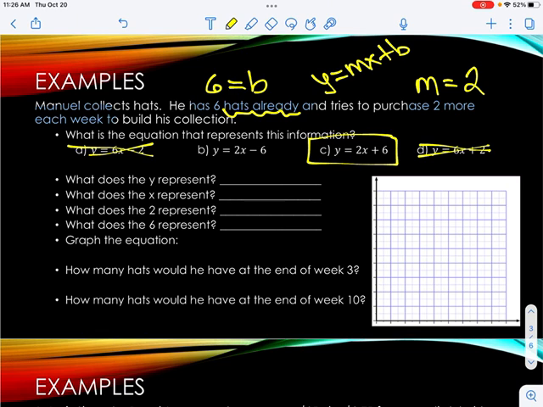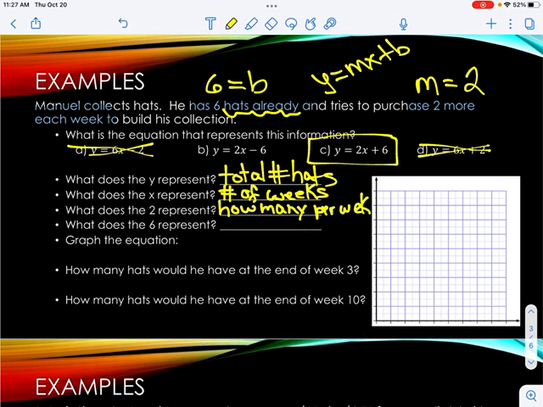Then it says, what does the y represent? The y represents the total number of hats. What does the x represent? That is the number of weeks. What does the 2 represent? The 2 is how many per week. And then what does the 6 represent? That's our starting amount.